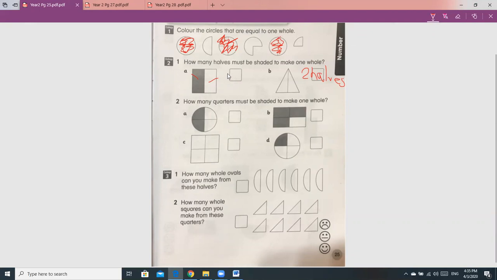I have to color what? 1 half. But here I need to color 2 halves.